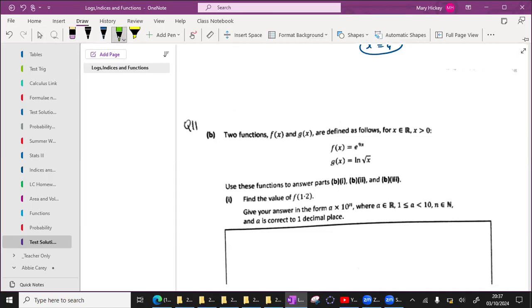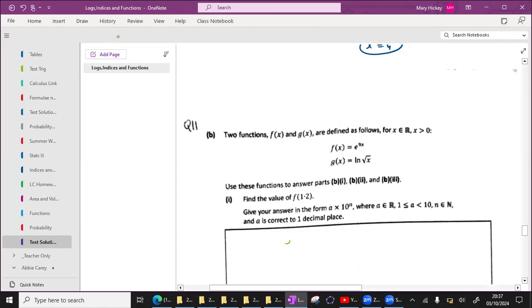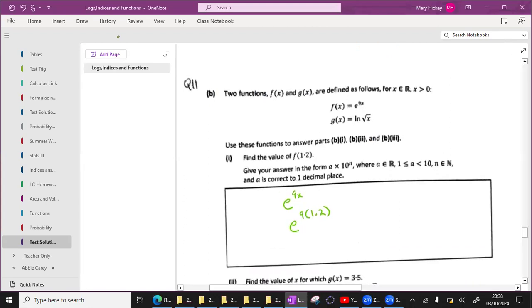So all we really need to do here is find the f function, which is this one, e to the power of 9x. And in the place of x, we need to put the 1.2. So we literally pop that in there. We get an answer of this.